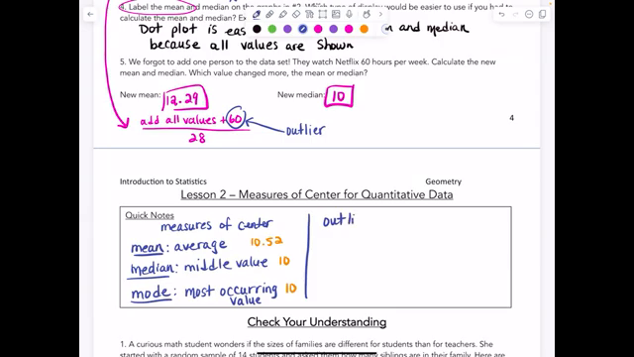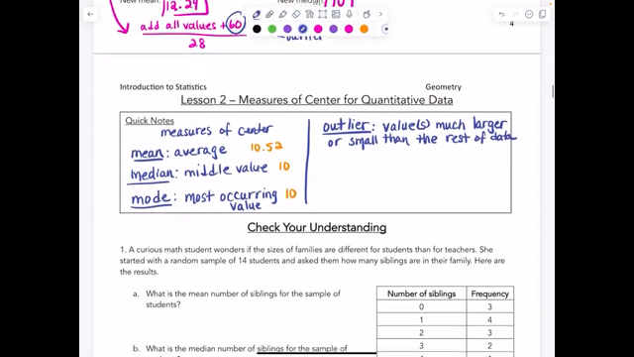An outlier, I'm going to just try to keep this simple, is a value or values that are either much larger or smaller than the rest of the data. So the data are just all the different points that we dealt with.